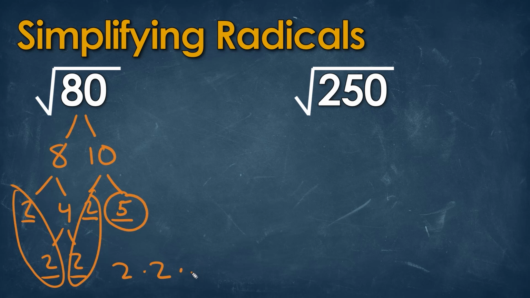Because it's a single, it means that it's going to continue to be in the square root. Whenever we find a pair, we're going to remove that square root and just put that number outside. So we can simplify this, and the answer would be 2 times 2, which is 4, times the square root of 5.